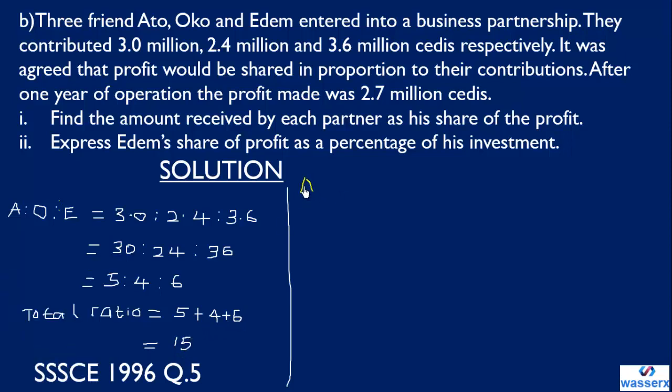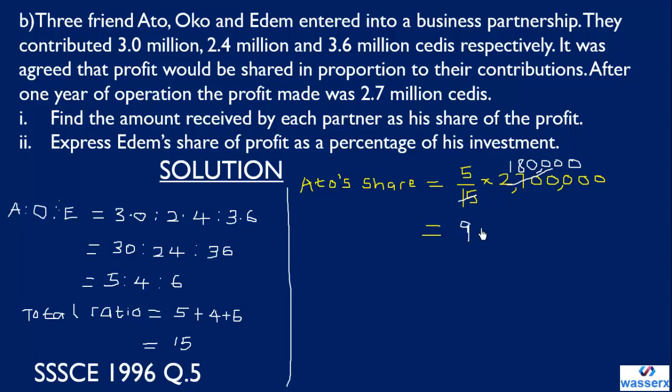So we now find the profit of each of them. Ato's share of the profit will be equal to his ratio, which is 5 over 15 times 2.7 million, and this gives us 5 times 180,000, so this gives us 900,000.